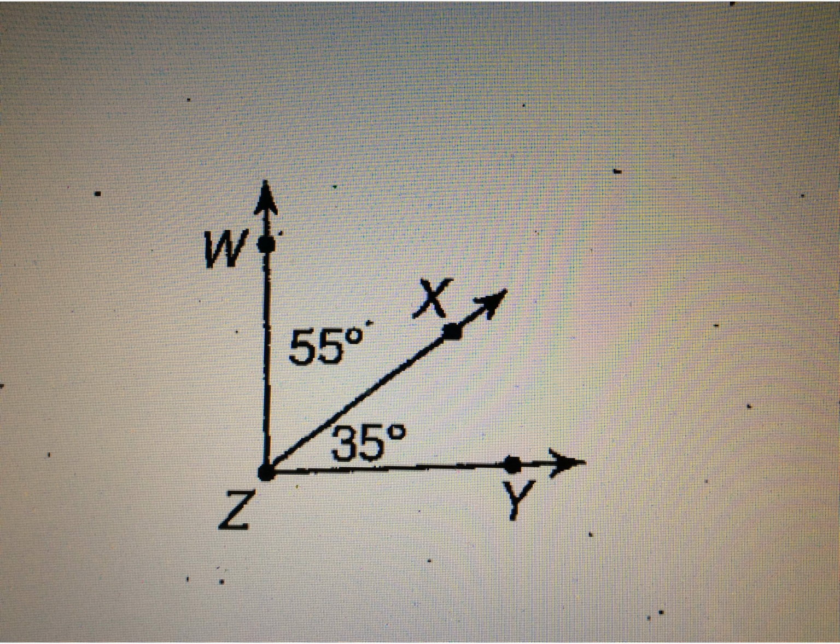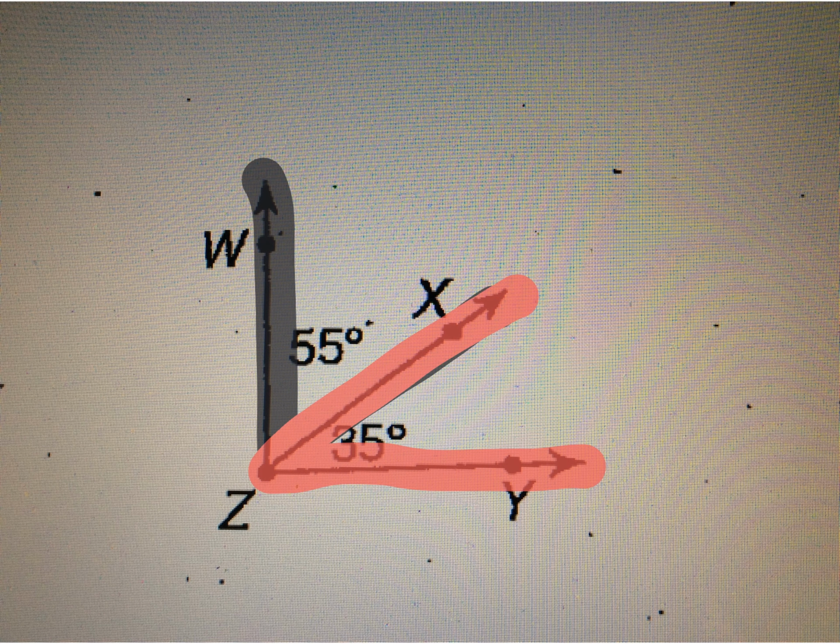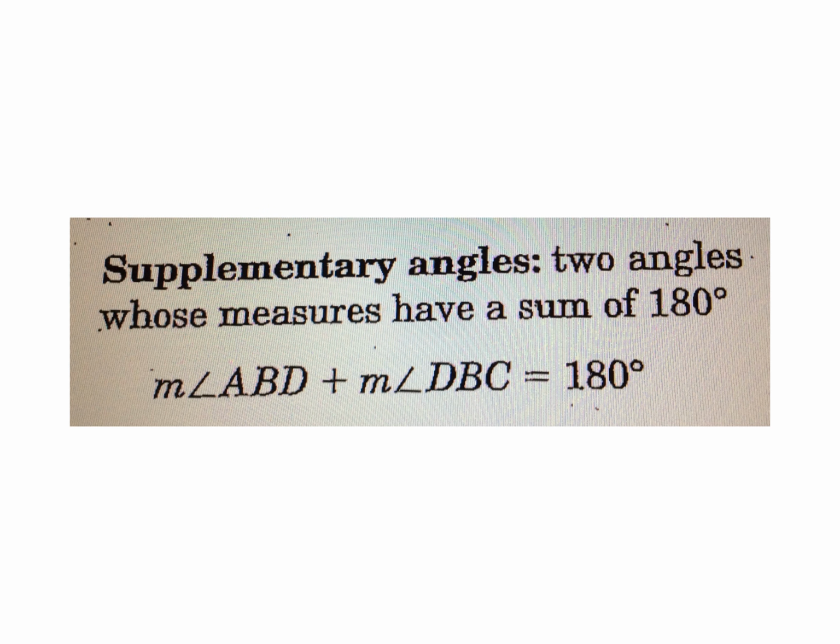This is an example of complementary angles. We have angle WZX, and that is 55 degrees. Then we have angle XZY, which is 35, and 55 plus 35 gives me 90 degrees, a complementary angle pair. Don't forget to take notes. So if you didn't take notes already, go back and rewatch the beginning and take notes.